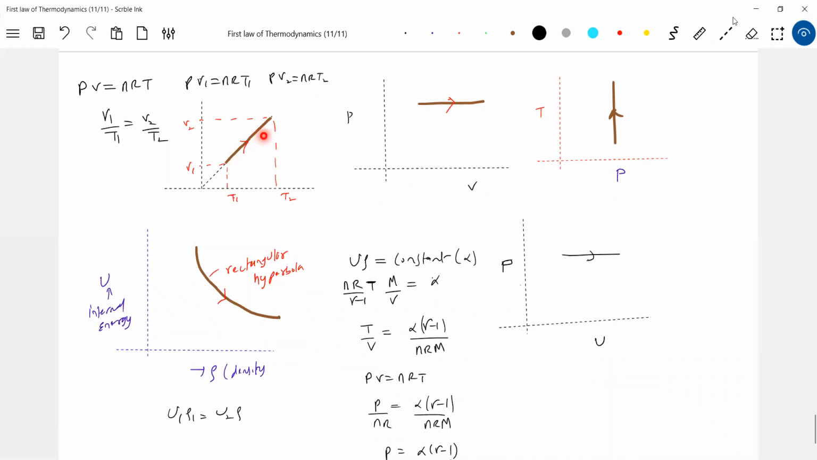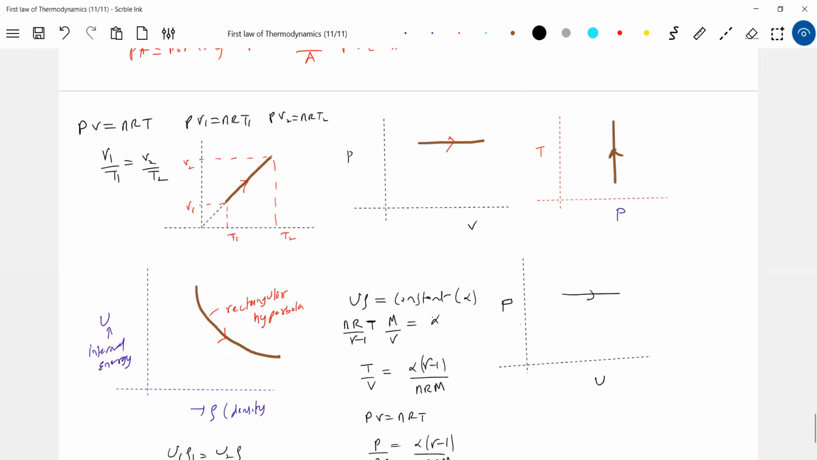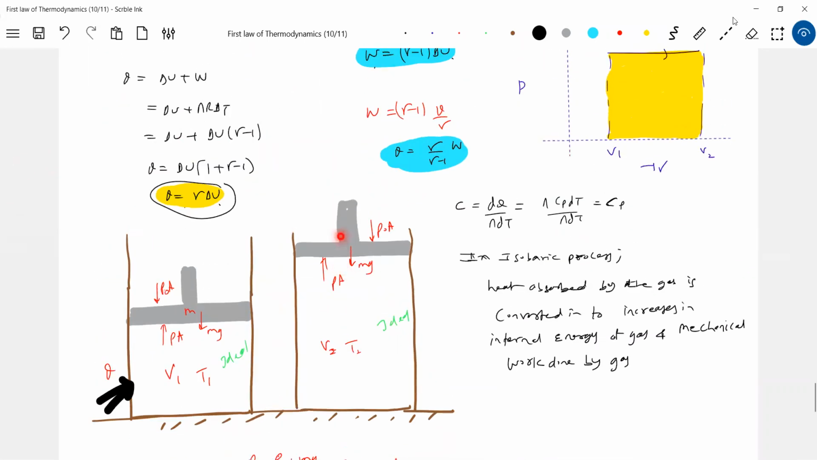What do you mean by path? It is how the parameters vary with each other. We express that graphically, and the particular curve we plot is called a path. Or practically, how you move the piston will determine the path. If the piston moves with variable acceleration, what will happen to the pressure? It will change, so it cannot be an isobaric process. How you move the piston will determine what process the gas will undergo.